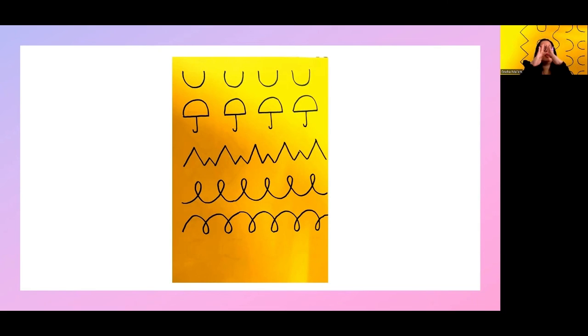We have tall mountains, short mountains. We also have some intersecting curves. So that covers our part about pattern writing.